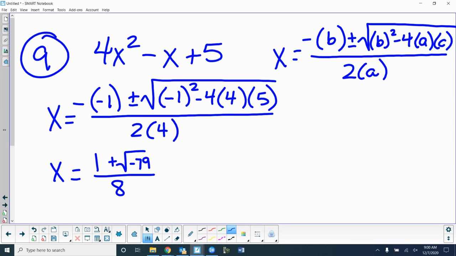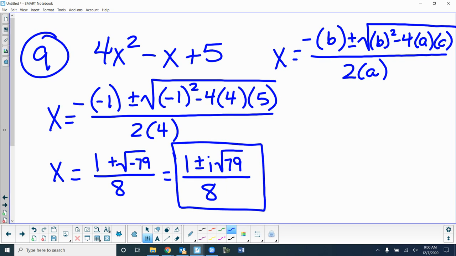Okay? If I try to do a factor tree for 79, all I get is 1 times 79. No perfect square in there. So the only thing I can pull out of there is what? I didn't hear anybody. i. Thank you. Since it was negative, pull the i out.